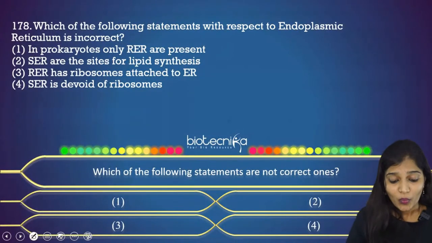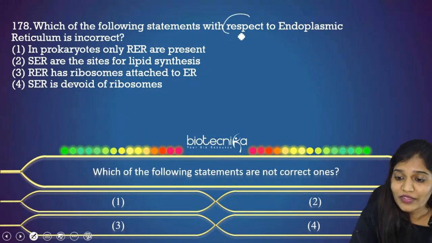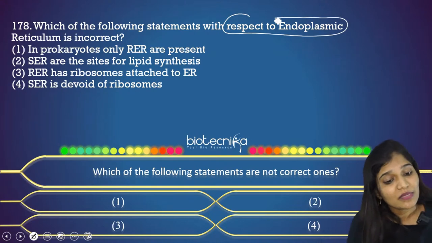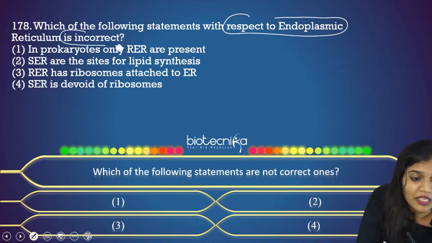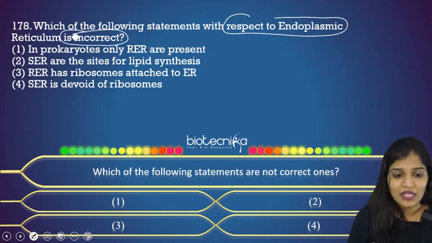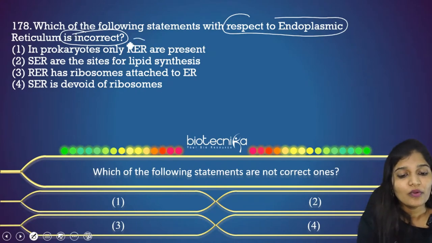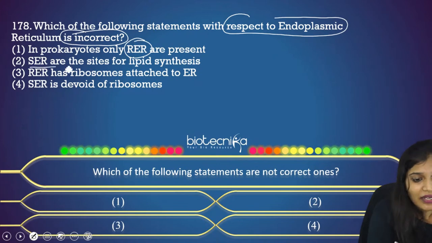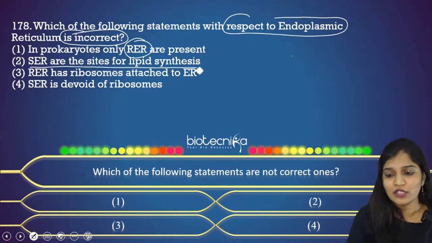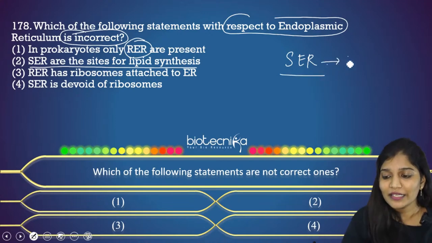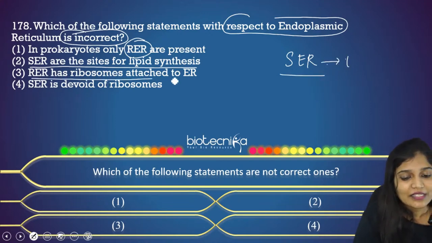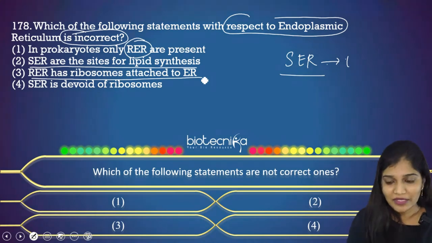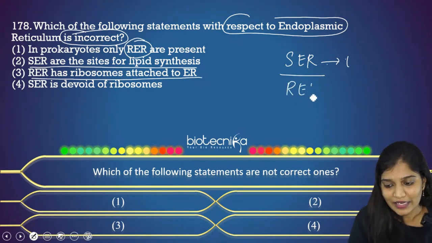The next question: which of the following statements with respect to endoplasmic reticulum is incorrect? They're talking about the incorrect statement. In prokaryotes, only rough endoplasmic reticulum is present. SER are the sites of lipid synthesis. Smooth endoplasmic reticulum. And RER has ribosomes attached to the endoplasmic reticulum. So I'm going to write RER and SER here.